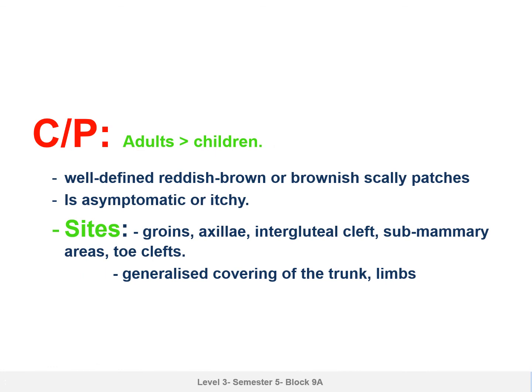Clinical picture of erythrasma: usually affecting adults more than children, characterized by well-defined reddish brown or brownish scaly patches, which are asymptomatic or itchy, affecting the groin, axilla, intergluteal cleft, submammary area, or toe clefts. Generalized covering of the trunk and limbs may occur.